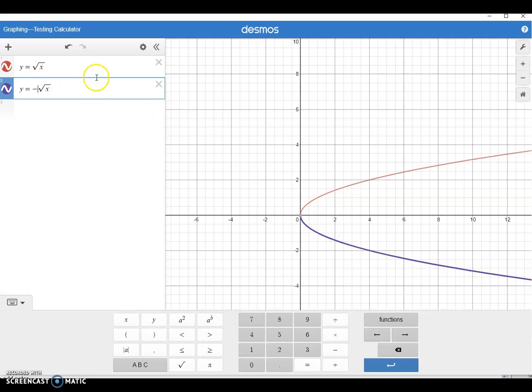So let's go ahead and play with this. What if I don't have a parent function? What if I have something else?